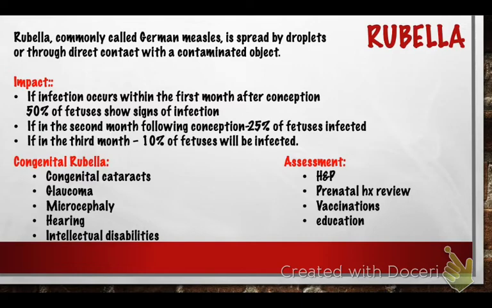Congenital rubella can manifest with a diverse range of symptoms in the newborn, including congenital cataracts, glaucoma, cardiac defects, microcephaly, hearing, and intellectual disabilities. Preconception care has been defined as a set of interventions that are designed to identify and modify risks to a woman's health or pregnancy outcome through prevention and management.